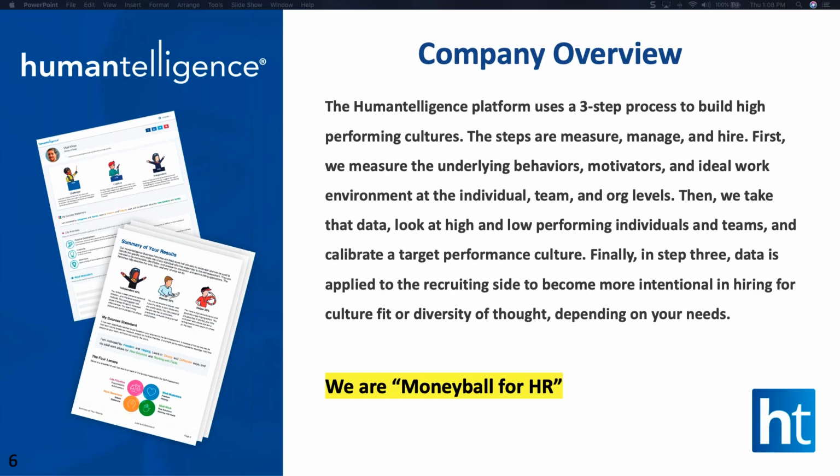Okay, moving on to our next slide, which is a company overview of what Humantelligence does. I know some of you are familiar; I see a lot of familiar names on today's call. I just want to give a quick overview. The Humantelligence platform uses a 3-step process to build high-performing cultures. The steps are measure, manage, and hiring.